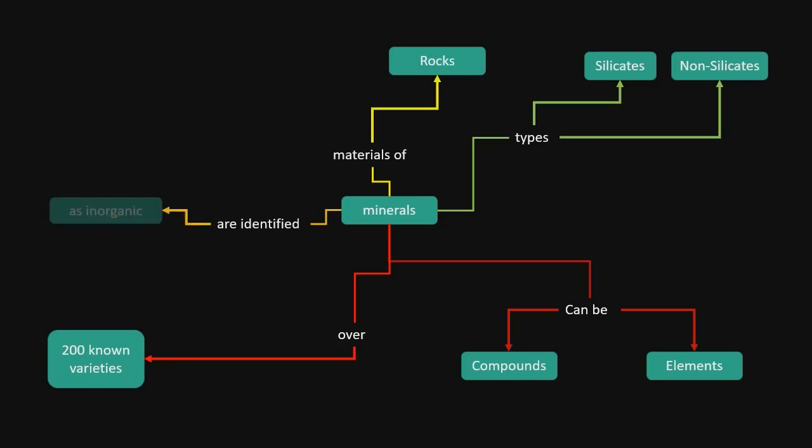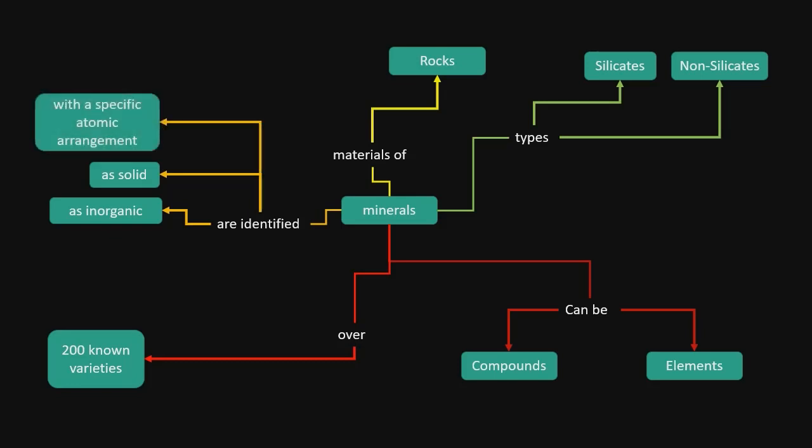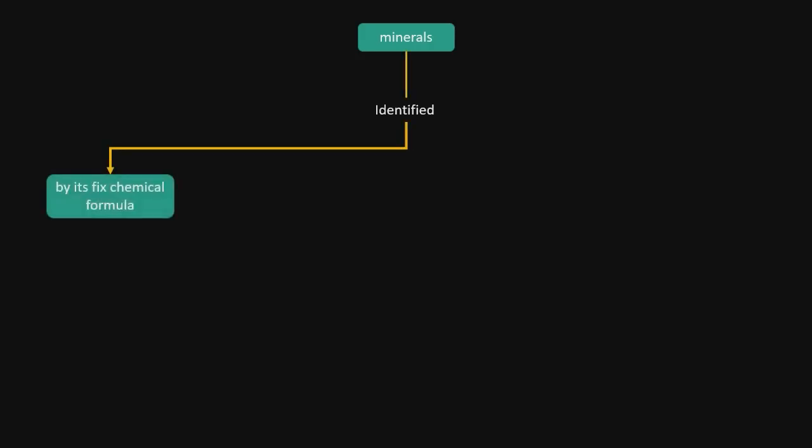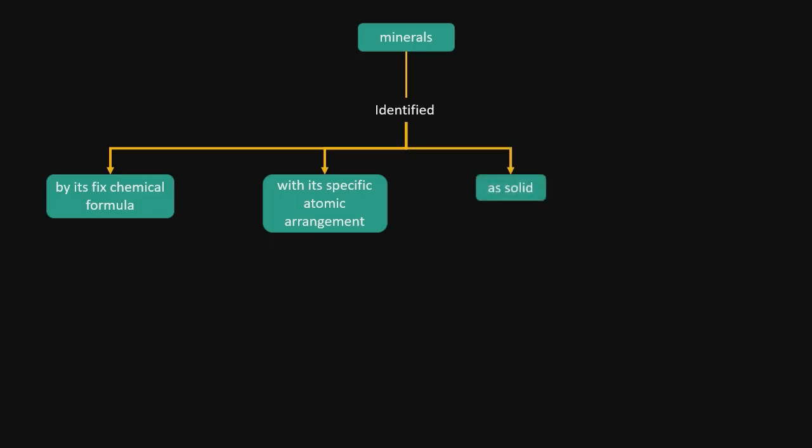Minerals are also identified as inorganic, as a solid, and a mineral has a specific atomic arrangement, and minerals have a fixed chemical formula. Again, minerals are identified by their fixed chemical formula with a specific atomic arrangement, as a solid, and as coming from non-life or inorganic.